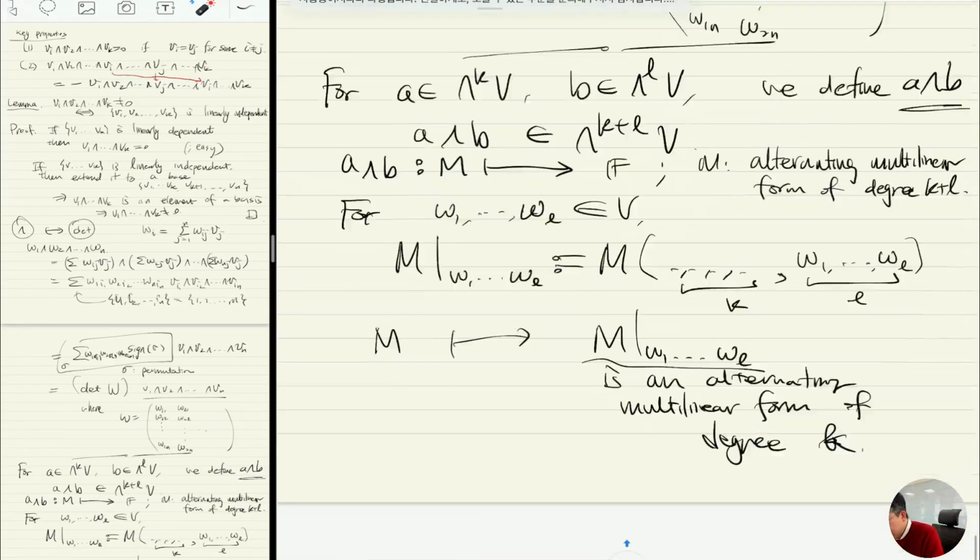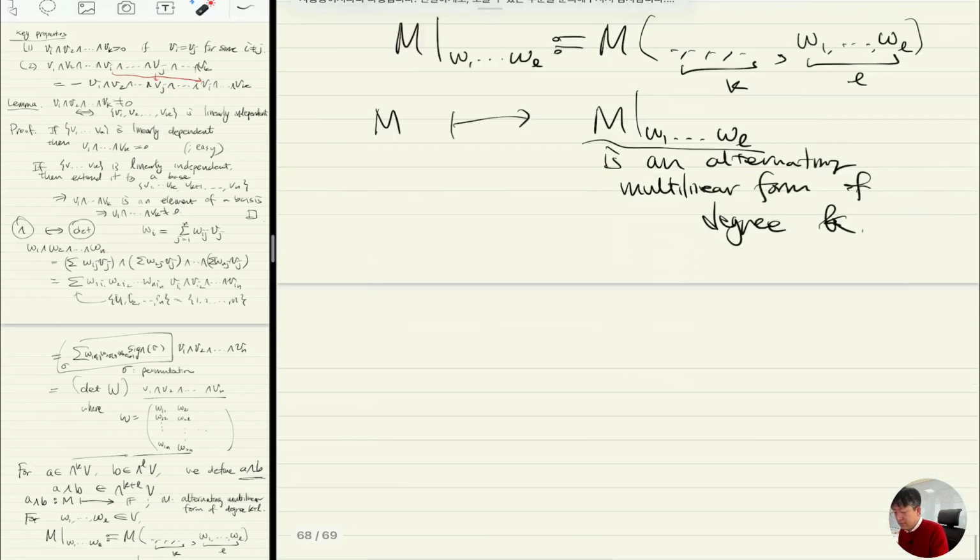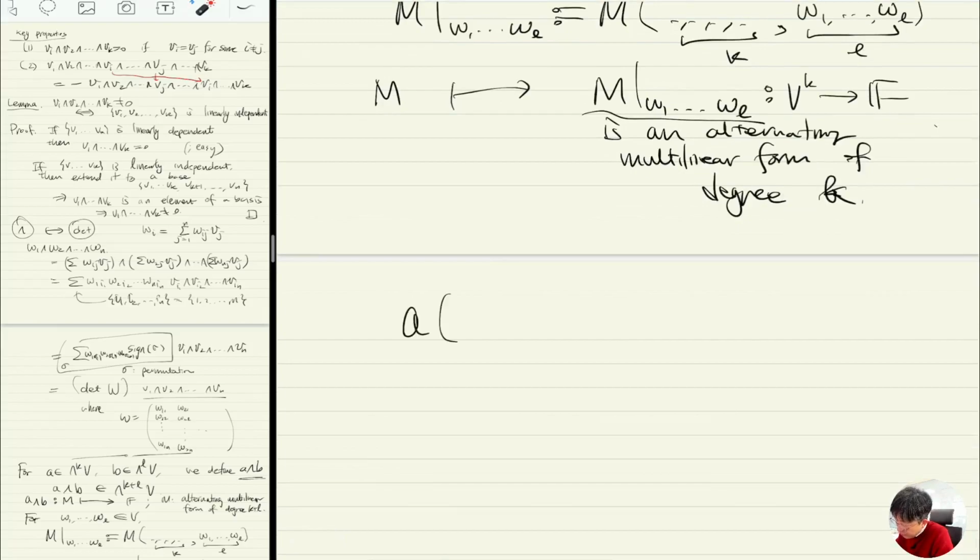All right. Now, this is a function from V to the K to F. So now, if you apply A to the M of w1 up to wL, right, then this is some value in F.